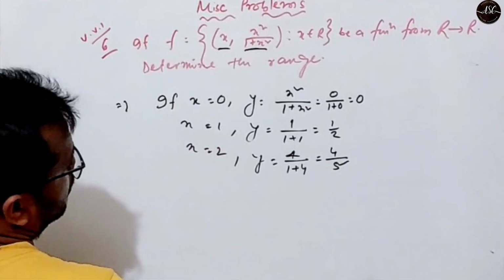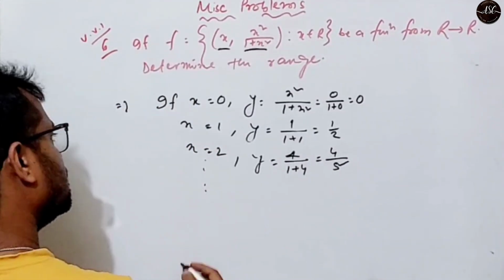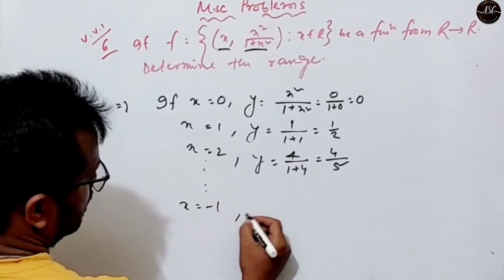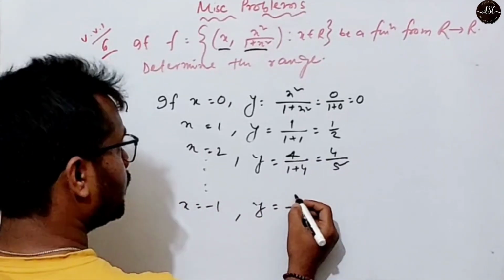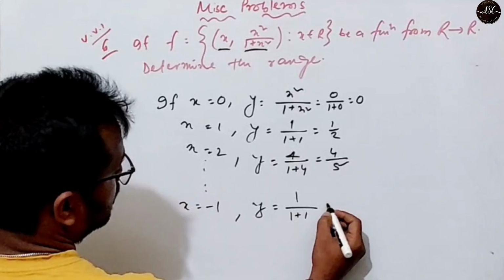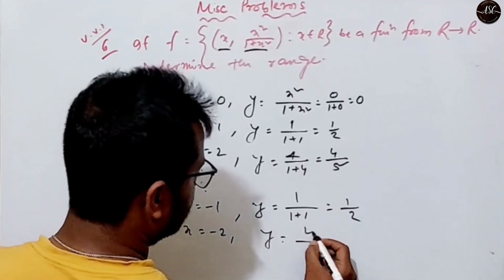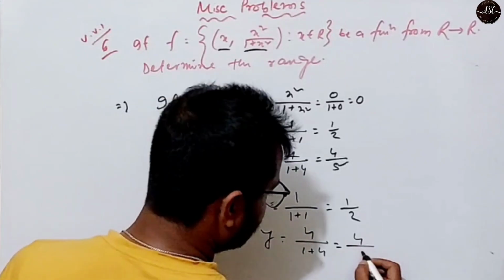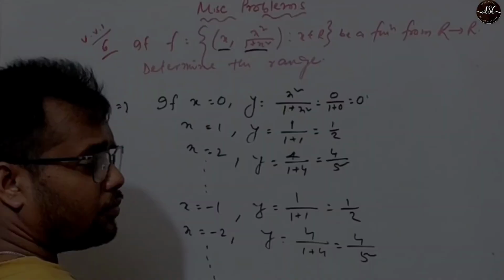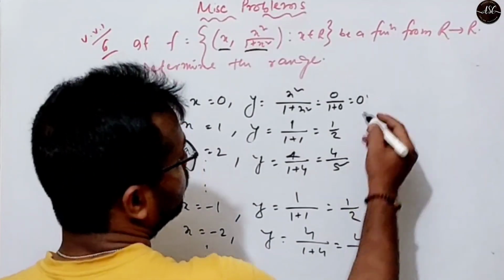If x equal to minus 1, that means y equals 1 by 1 plus 1, that means half. If x equal to minus 2, y equals 4 by 1 plus 4, that means 4 by 5. And so we find all of the values of y from 0 up to 1.